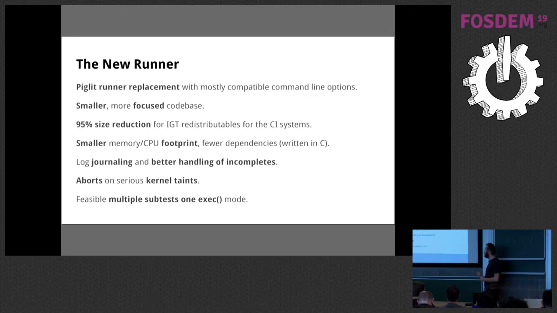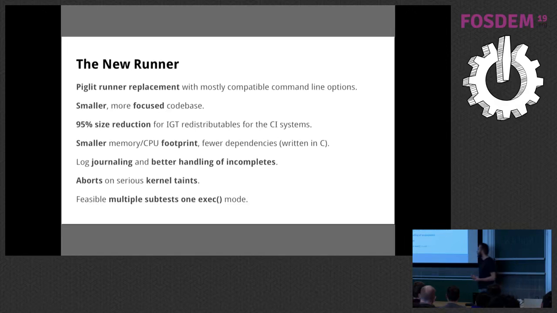We have full journaling, so whenever the test execution starts, we have journal files that we append to the end of and flush the writes to the file system. So if the machine dies at any point, we know more or less what happened, which test was executed. With Piglit, it wasn't always the case, and trying to do proper journaling there would be much harder. We also have much better handling of incompletes because of that. So whenever this hardware hang happens, we can recover the state and continue execution from the next test and collect quite a bit of logs.